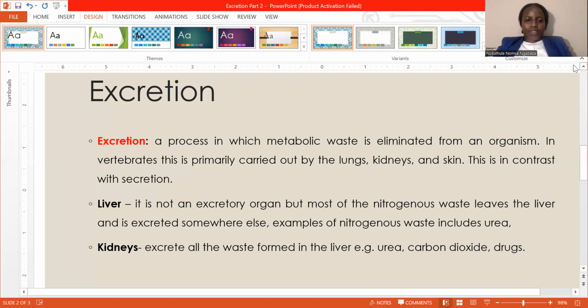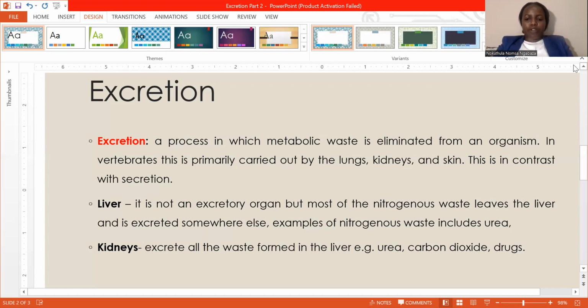Then the second excretory organ that we have is the kidneys. Remember we said the liver is not an excretory organ, but it can produce nitrogenous waste. That waste is not excreted by the liver, but is going to be excreted somewhere else. The kidney is the organ that is responsible for excreting all the nitrogenous waste that will have been produced by the liver.